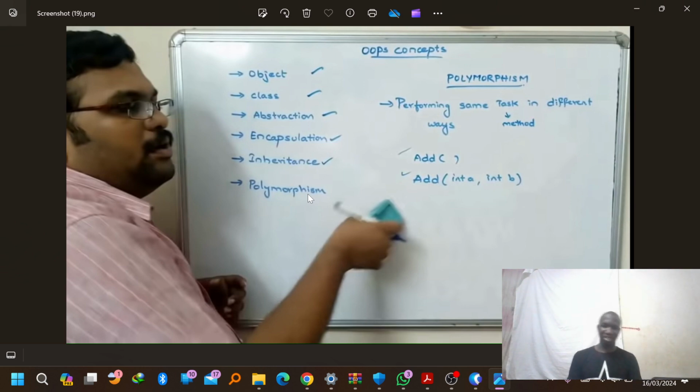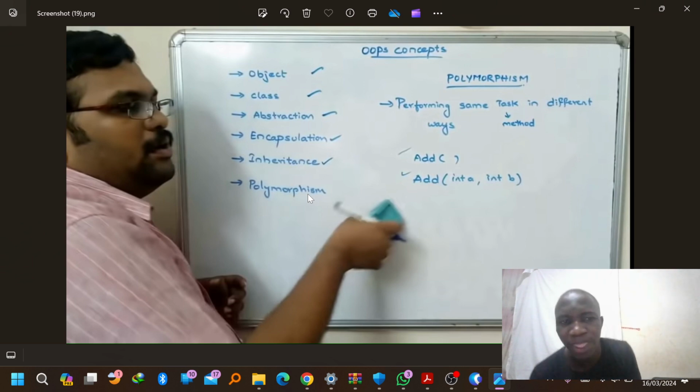So if poly means many and morphism means forms, that means polymorphism is something existing in many different forms. So the Java way of defining this polymorphism concept, you will say polymorphism is the process of performing the same task in different ways. So polymorphism will be performing the same task in different ways. You can also say, performing the same method in different ways.